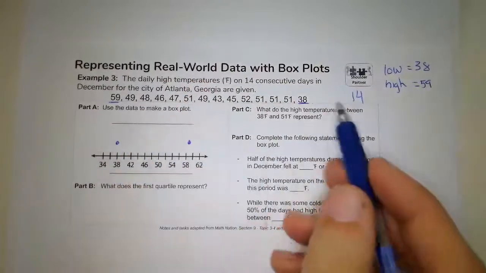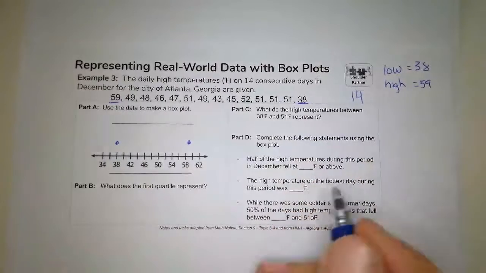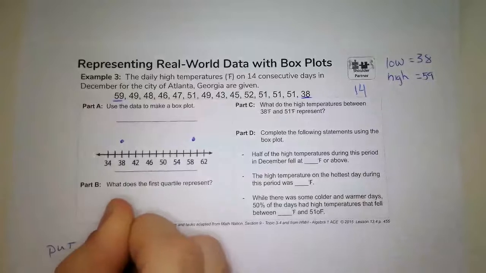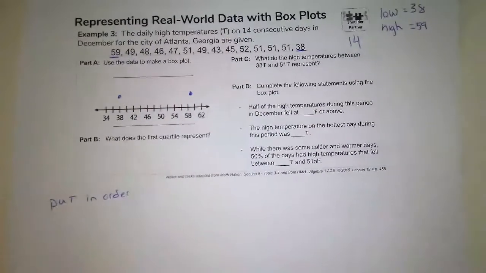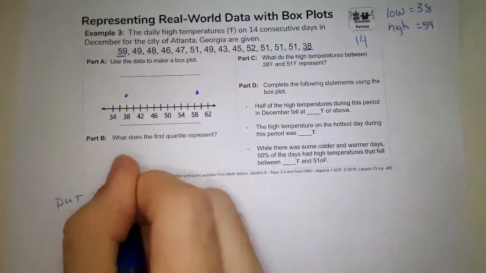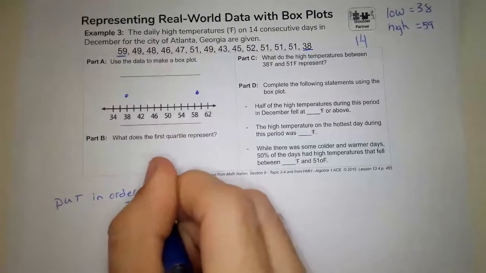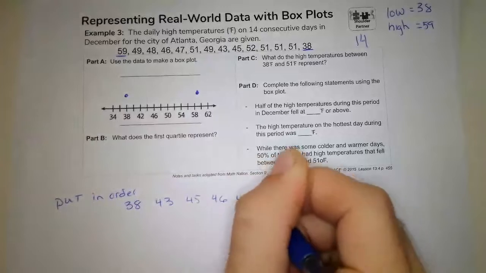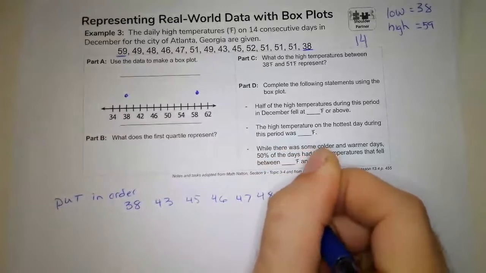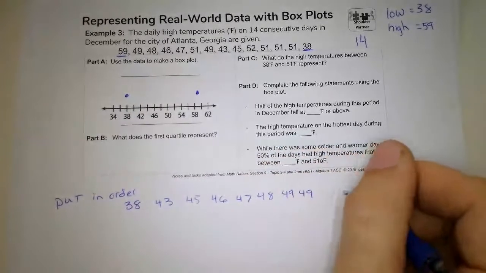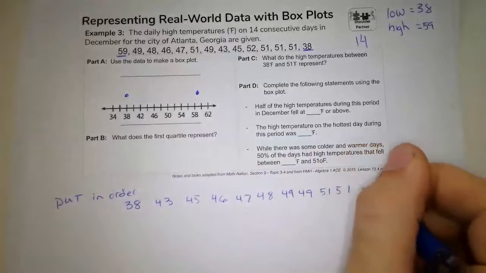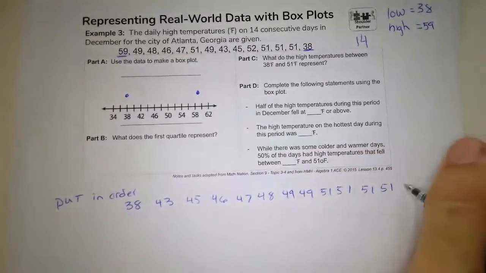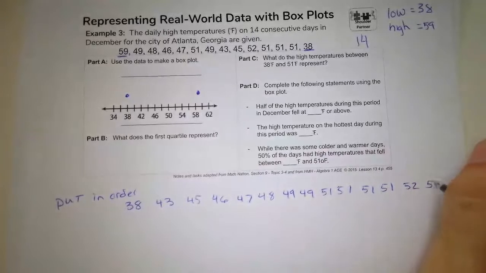Now, I'm going to go ahead and just put this in order to make things a little bit easier. So again, we're going to put in order. So we have 38, we have 43, we have 45, 46, 47, 48, 49, 51, 51, 51, 51, 52, and 59.